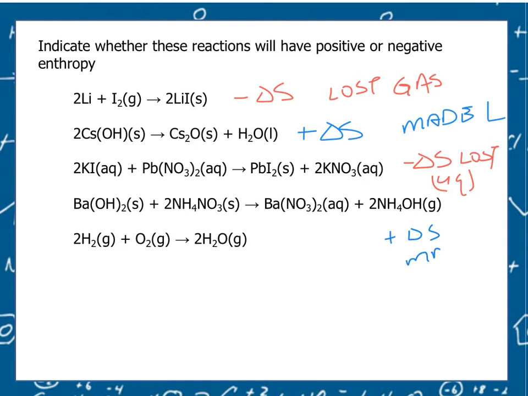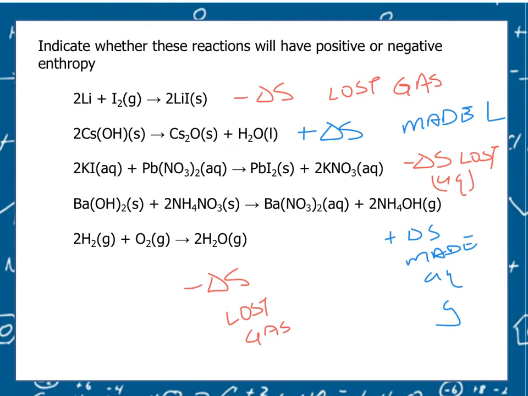We made aqueous and we made gas. One gas molecule turns into two gas molecules. So here we've got three gases turning into two gases. So this is going to be a negative delta S because we lost gas.